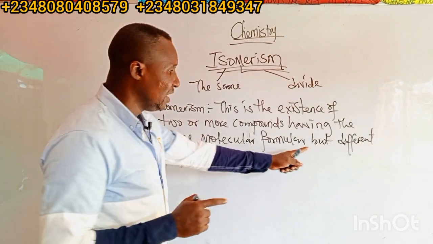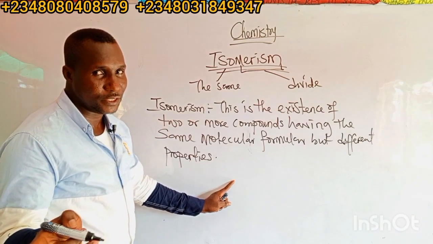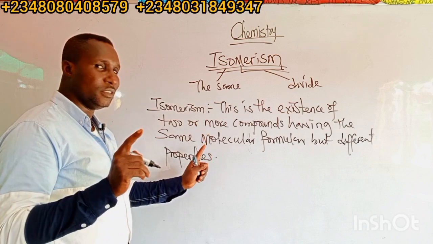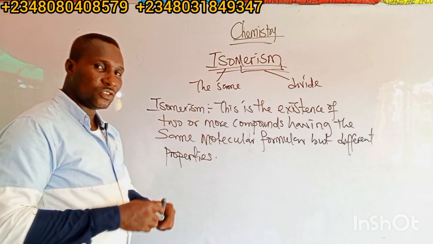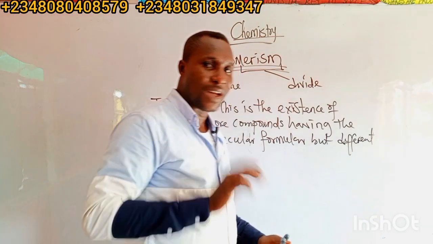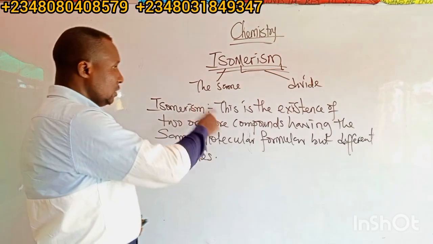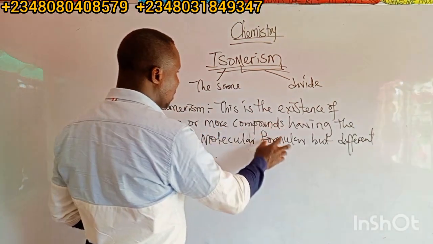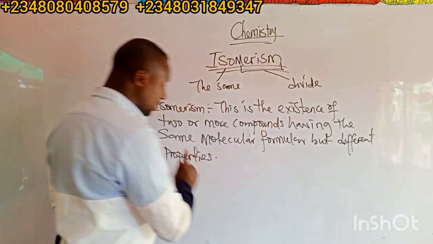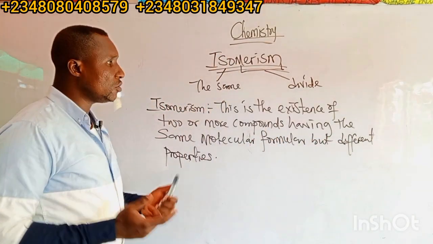But when you have different structural formulas, that is structural isomerism. Take note, there is a difference between isomerism and structural isomerism. Structural isomerism is a type of isomerism. Take note of the definition of isomerism: the existence of two or more compounds having the same molecular formula but different properties.